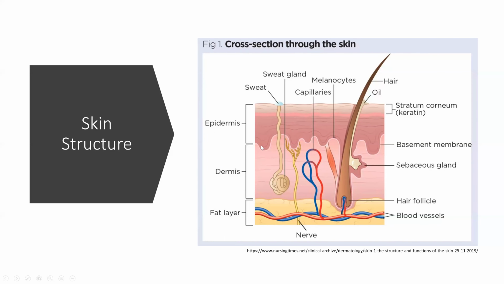The basement membrane serves one simple purpose, which is to separate the epidermis from the dermis. In the dermis, as you can see, there's a bunch of stuff existing and going on. First, you have the sweat glands. The sweat glands go all the way to the surface, and they're connected to the blood vessels or to the capillaries. They have a purpose in regulating your body temperature.